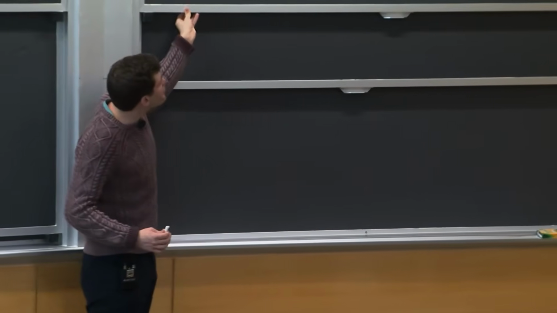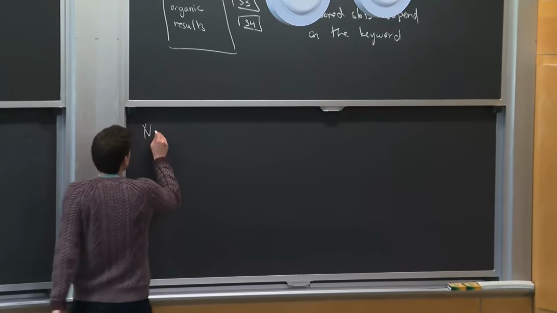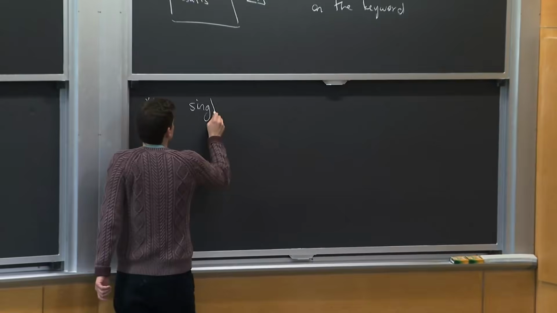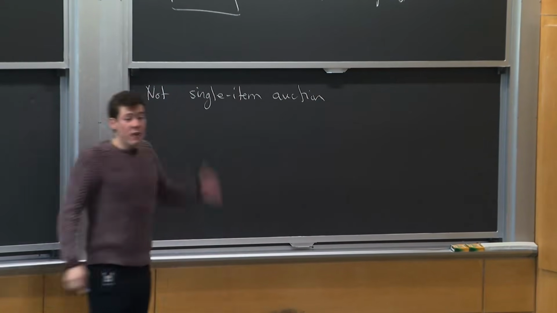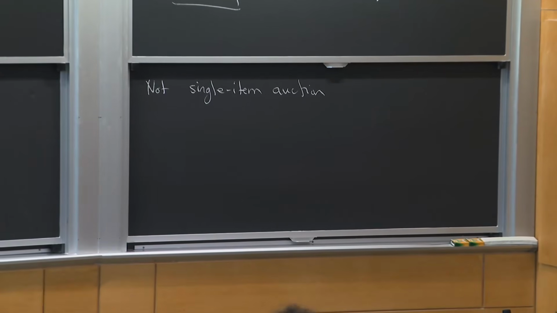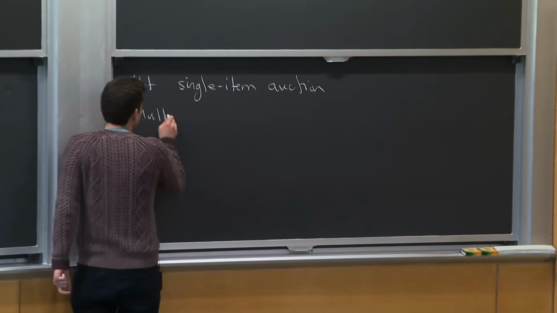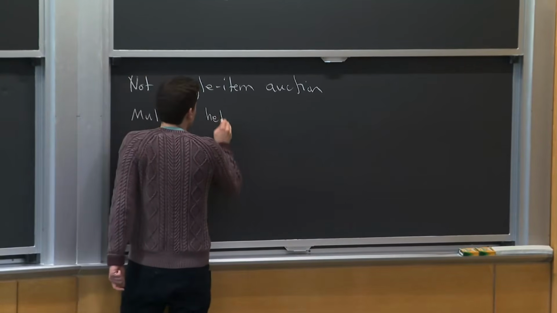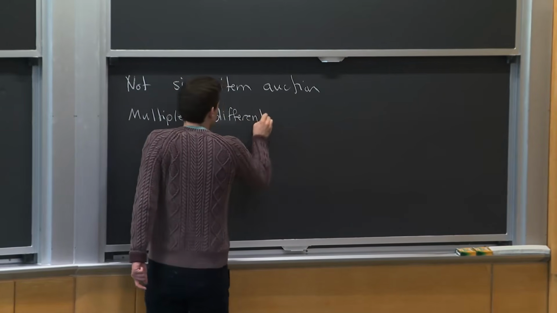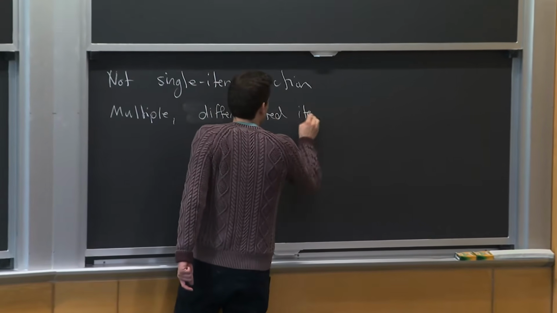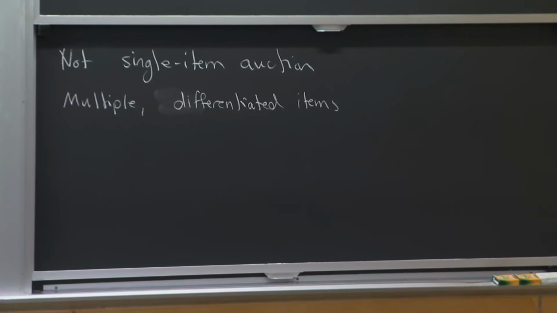Now, why can't we just apply off the shelf what we've done so far? The challenge is this is not a single item auction. We have many items. We have the first slot, we have the second slot, we have the third slot. And the other thing is these items are not the same. So we have multiple heterogeneous items, or maybe I'll say differentiated items. Getting shown first is a lot better than being shown second, which is better than being shown third. So how do we model this?